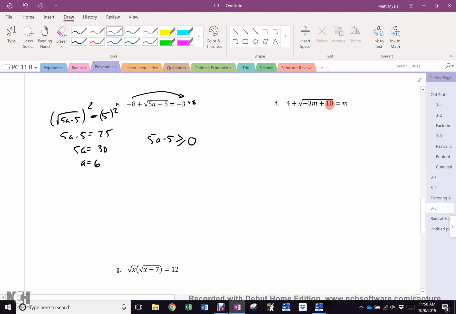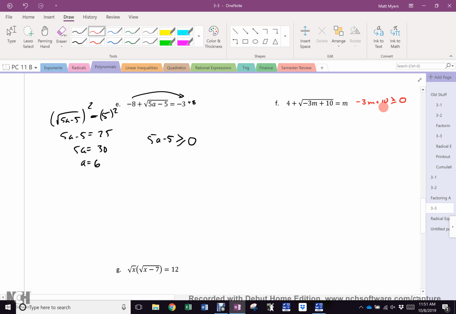Over here, you may want to check your restrictions right away. Negative 3m plus 10 has to be greater than or equal to 0. Now, some kid always says, how can I have a negative under the square root sign? You just told me you can't have a negative under the square root sign. But if m is a negative number, then won't that make this positive? Right? So you still have to check, because what isn't allowed to be negative is the whole kit and caboodle. The entire radicand cannot be negative.